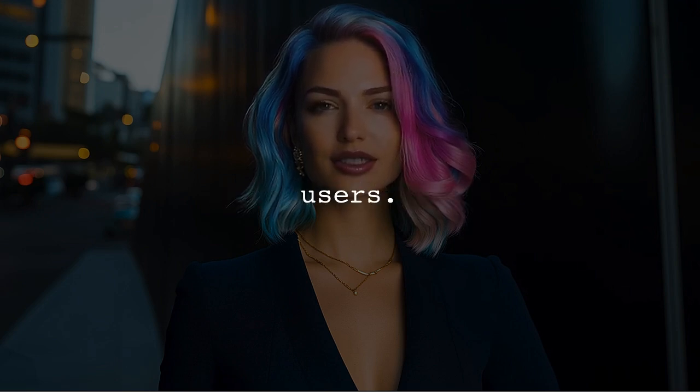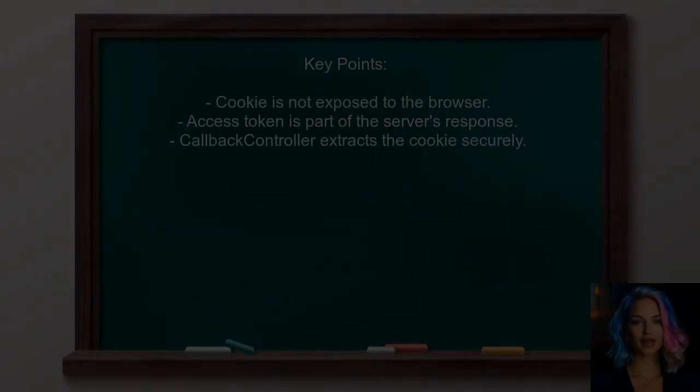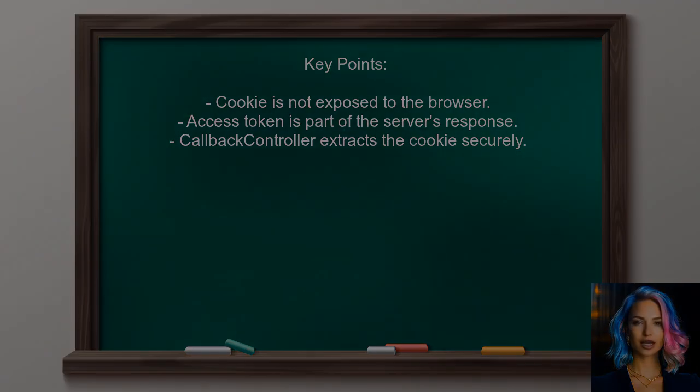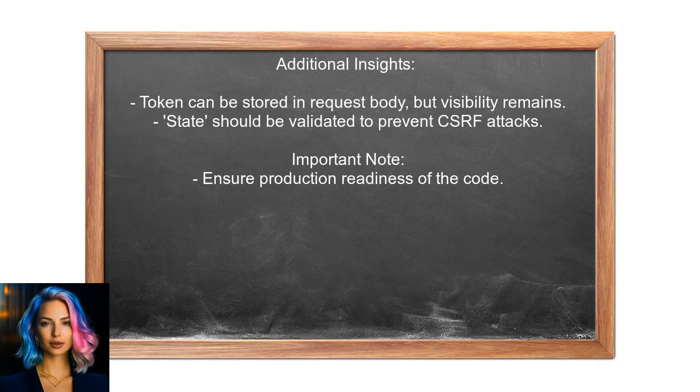Now let's look at the answers provided by other users. This user clarifies that the cookie storing the access token is never exposed to the browser. Instead, it is part of the server's response to the authorization server. The callback controller extracts the cookie from this response, ensuring the token remains secure. They also mentioned that while the authorization server could store the token in the request body, it wouldn't change the visibility of the response to the client. Additionally, they note that the use of state in the callback controller is non-standard and should ideally be validated to prevent CSRF attacks.